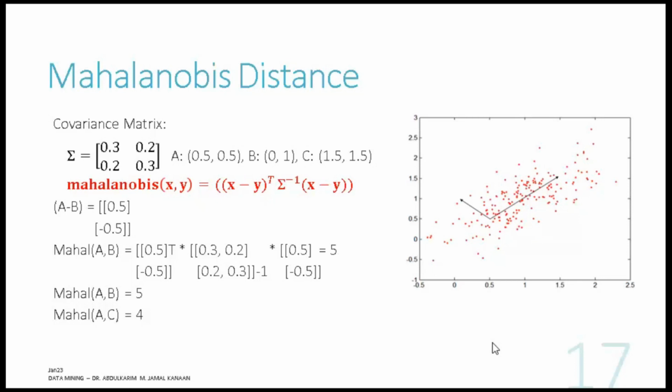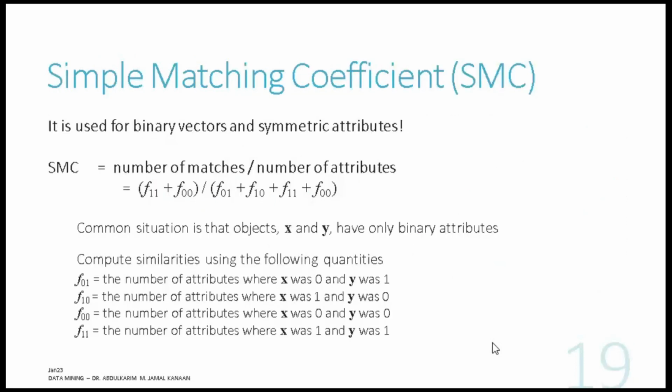For example, if I'm calculating the distance between A and B, then you can substitute inside the equation. You should get the distance between A and B is 5, and A and C is 4. Okay, so these are the differences. Any questions?